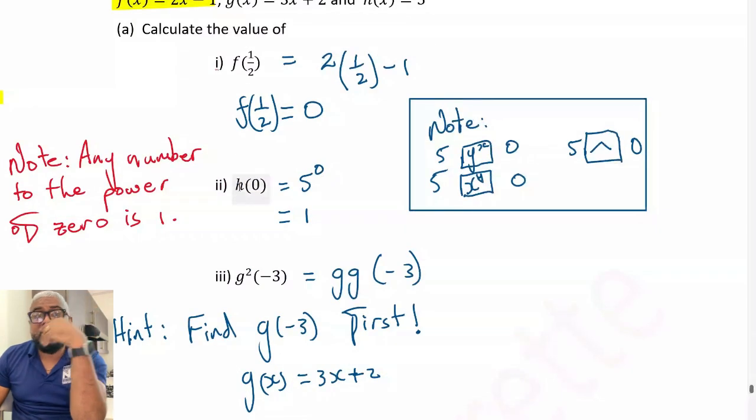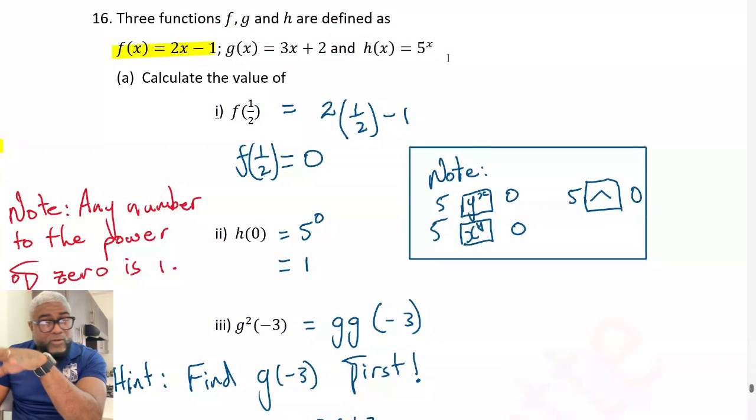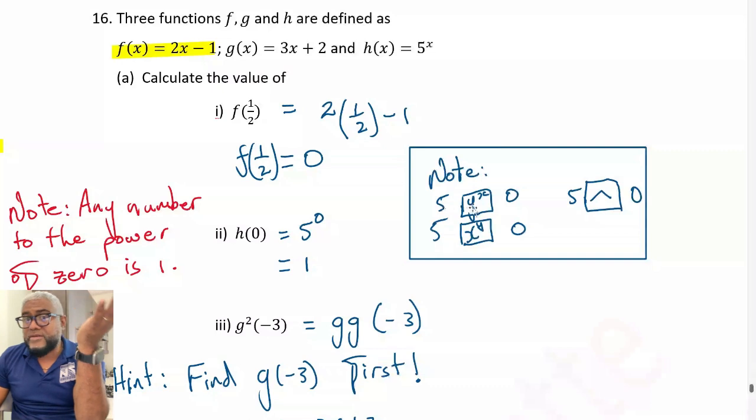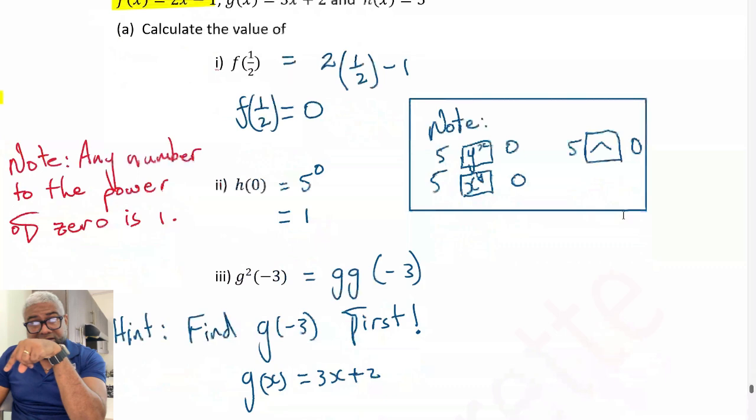The next part of the question, you want to find h of 0. h of x is 5 to the x power, so all you do is replace x with 0. Any number to the 0 power gives me 1. So 5 to the 0 power is 1. If you're using a calculator, some calculators have y to the x power, so you press 5 and put 0 and you'll get 1. Some calculators have x to the y power.